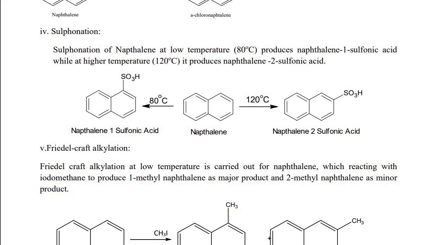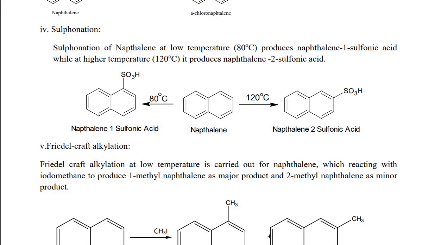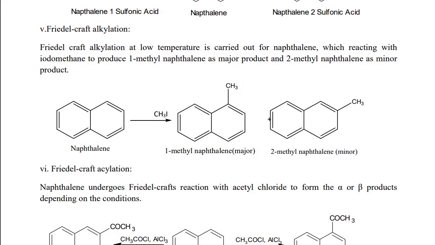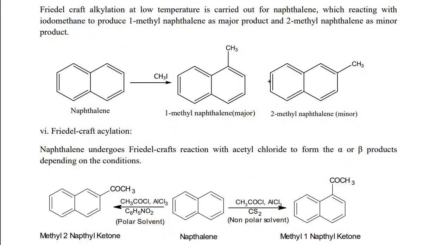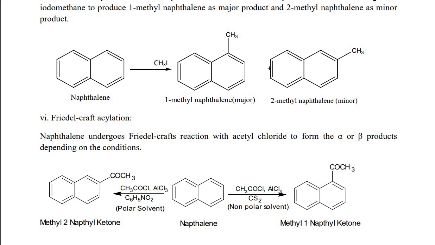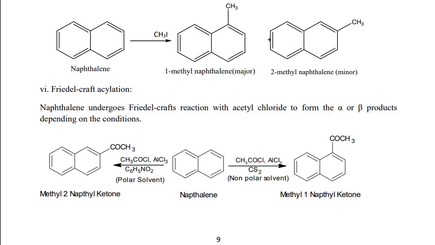Sulfonation: naphthalene at low temperature gives the 1 product, meaning the alpha position, 1-sulfonic acid, and at high temperature naphthalene 2-sulfonic acid. Friedel-Crafts alkylation at low temperature is carried out for naphthalene, which reacts with the halomethane to produce 1-methylnaphthalene as a major product and 2-methylnaphthalene as a minor product. Look at here, naphthalene reacts with methyl iodide, it gives 1-methylnaphthalene major product and 2-methylnaphthalene minor product.